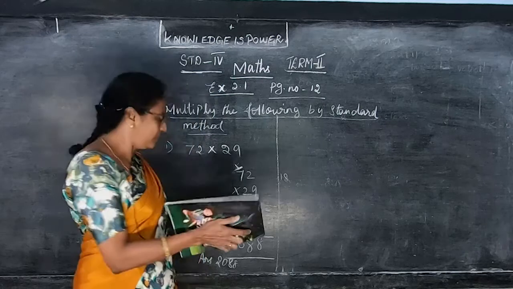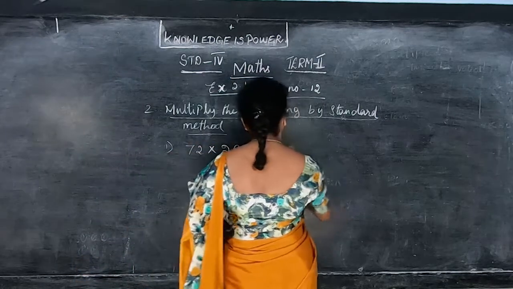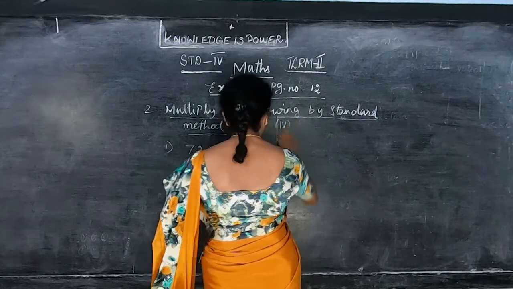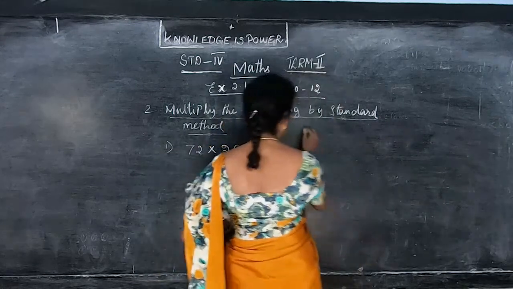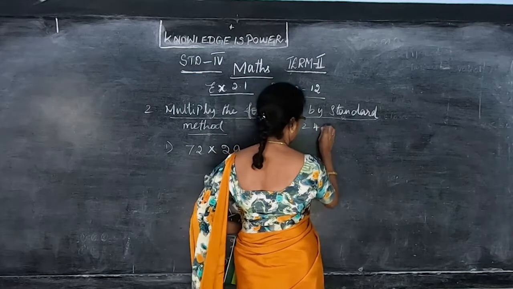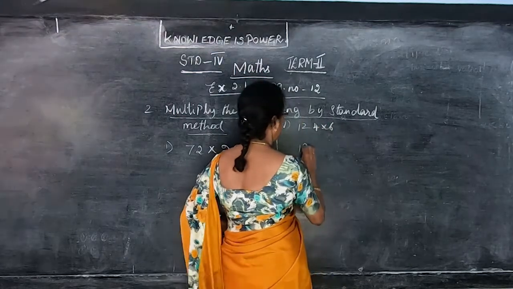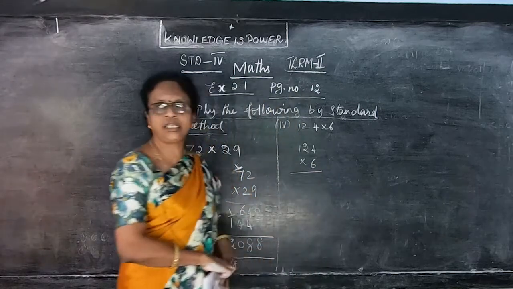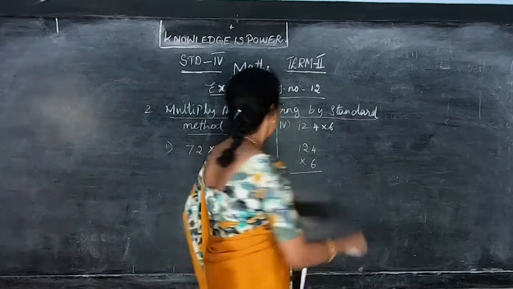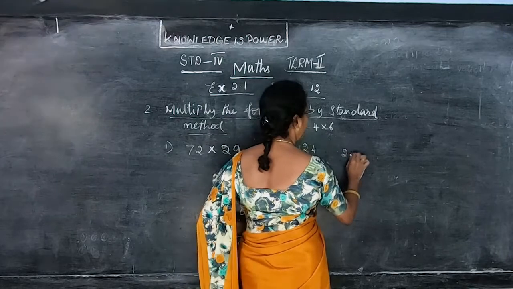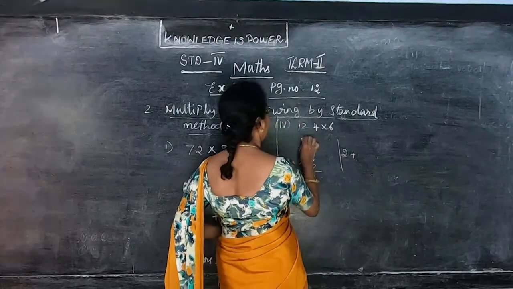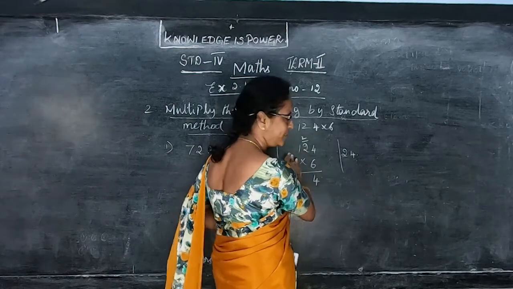Now I take the fourth sum. I won't do all the sums; I'll give some as homework. The fourth sum is 124 into 6. A single number is given here, and it is a 3-digit number. 6 fours are 24. For this 24, you put 4 here and 2 carry over to the next digit.